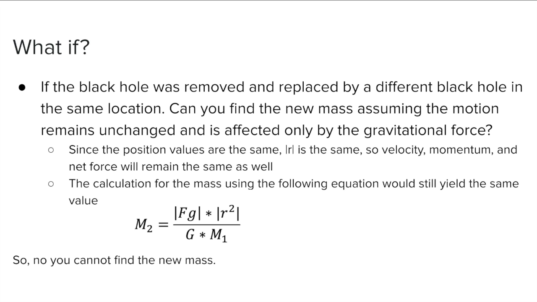Assuming the motion of the star stayed the same, could we determine the mass of the new black hole if the motion is only affected by the gravitational force of the black hole? The answer simply is no. It would not be possible to find the mass because the position value is the same, therefore the magnitude of the position is the same, meaning the velocity, momentum, and net force would also be the same.